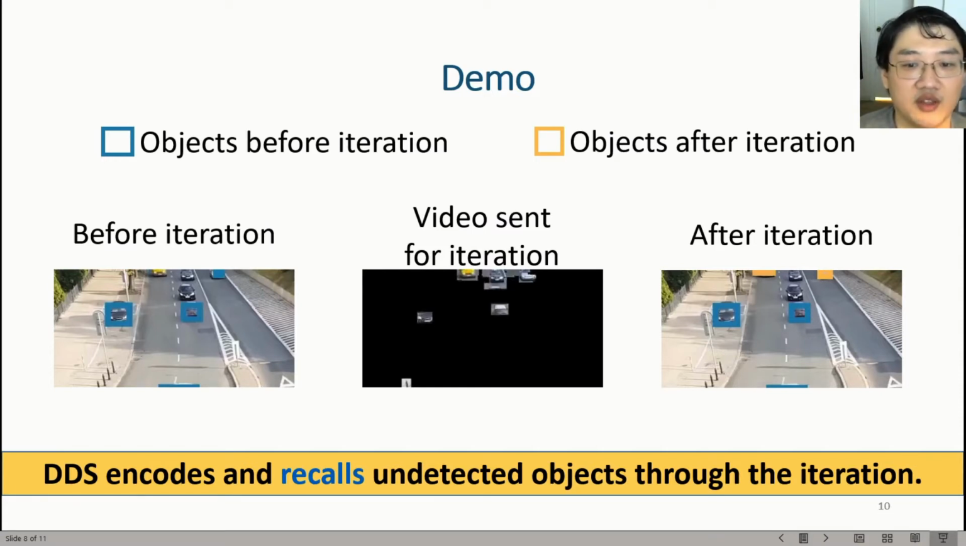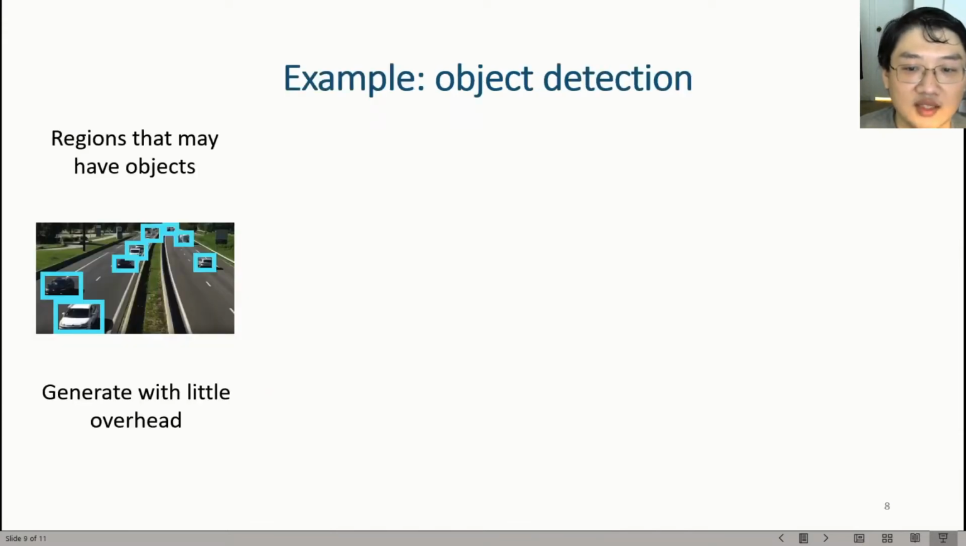To illustrate our method, we take object detection as an example application. First, from the inference process, DDS gets all regions that may contain objects, as shown in the blue bounding boxes in the figure. These bounding boxes are generated from intermediate output of the DNN, so there is little overhead.